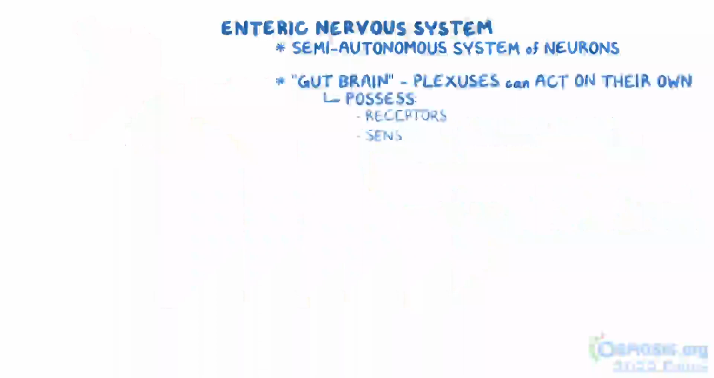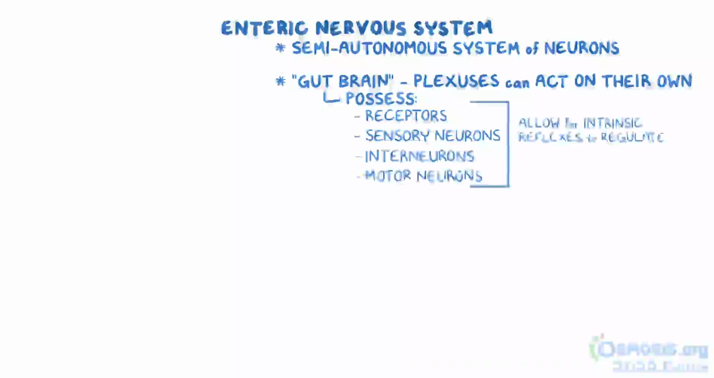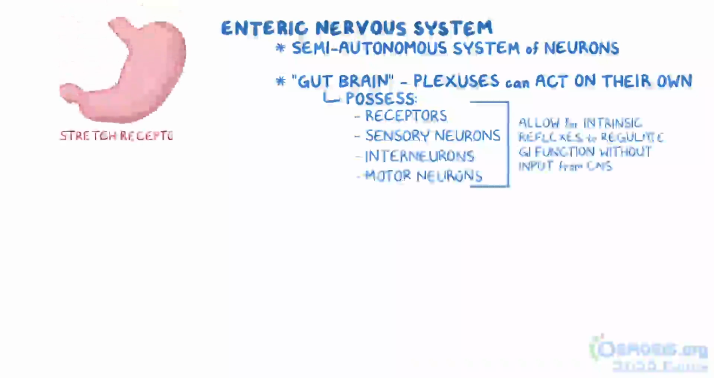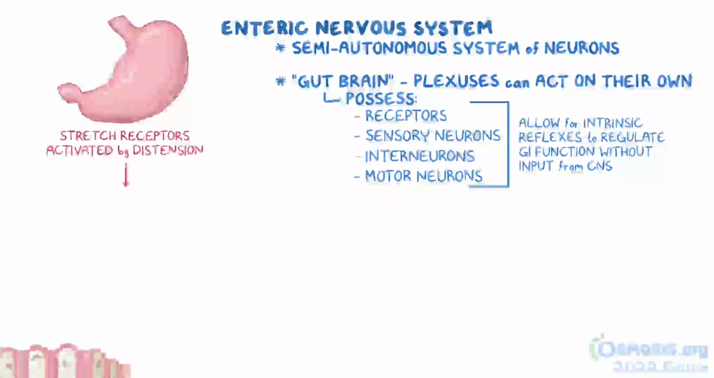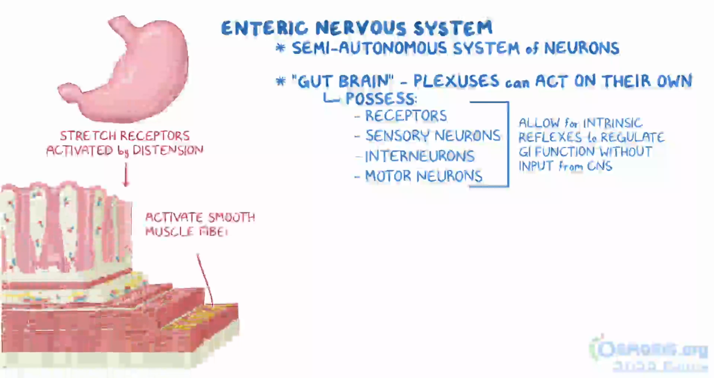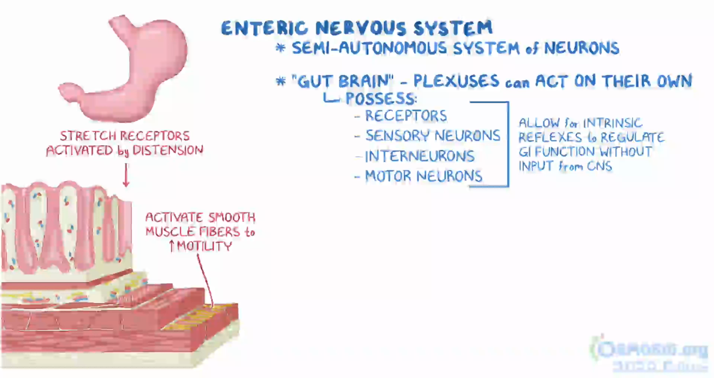Now, the enteric nervous system is nicknamed the gut brain because these nerve plexuses can actually act completely on their own, as they possess receptors, sensory neurons, interneurons, and motor neurons, allowing for intrinsic reflexes to regulate GI function without any input from the CNS. For example, if stretch receptors in the stomach are activated by distension caused by a big meal, neurons within the wall of the stomach will directly activate smooth muscle fibers to increase motility, which will help digest that delicious veggie burger.